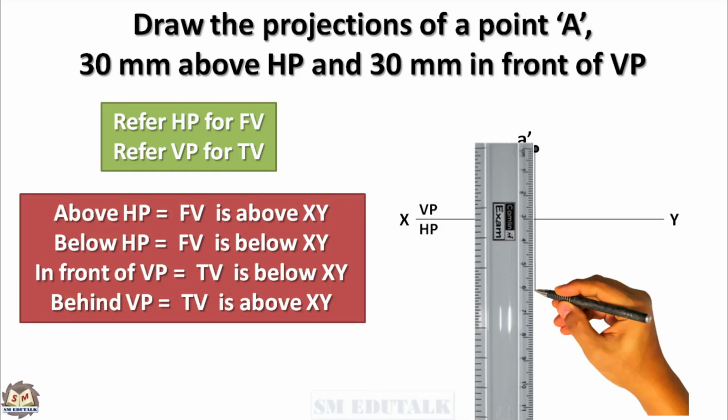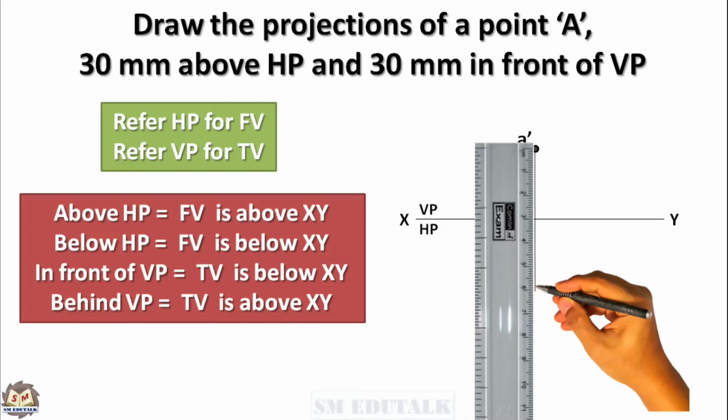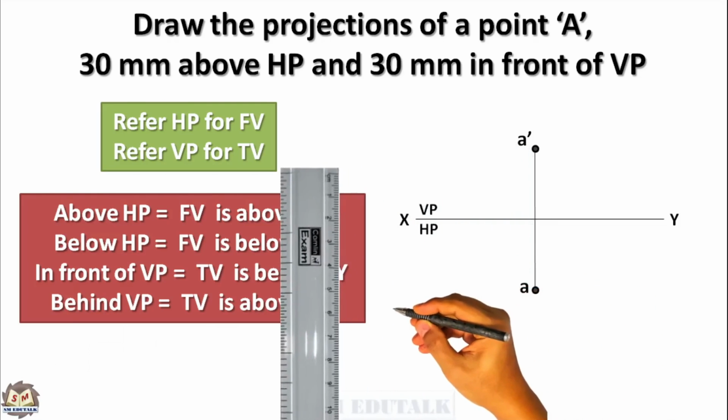The next condition is 30 mm in front of VP. It means the top view is 30 mm below the XY line. So mark another point on the projector which is 30 mm below the XY line. This is the top view A.